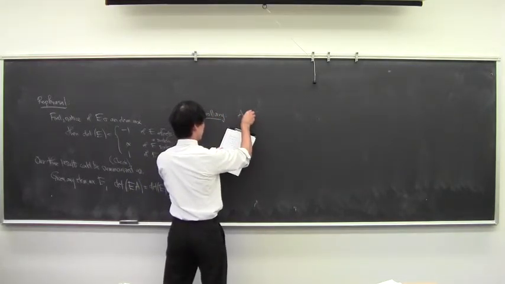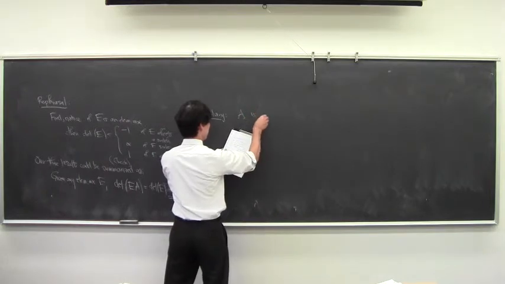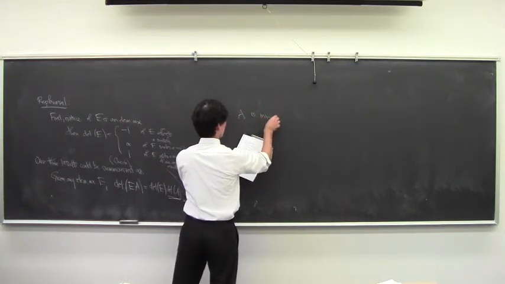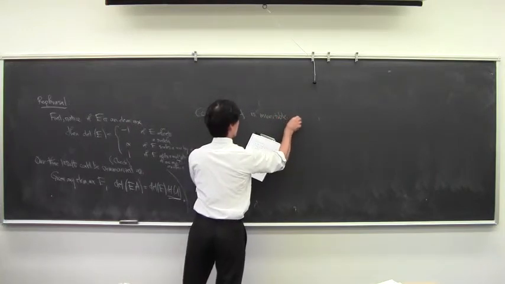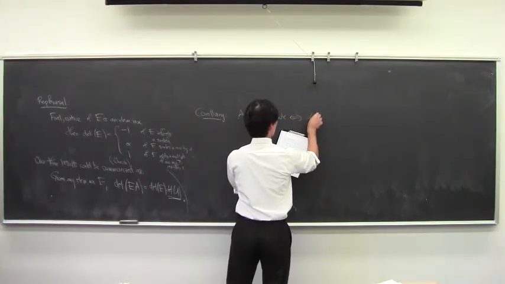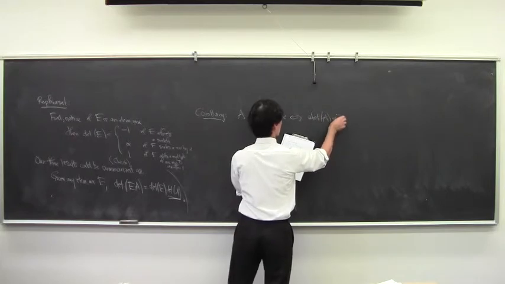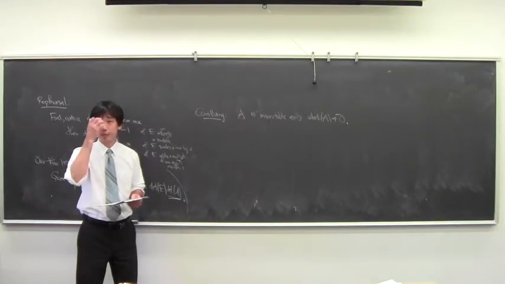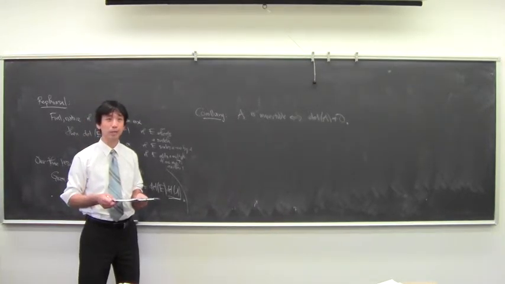A is invertible if and only if the determinant is non-zero. That is, the determinant gives you another way of telling whether a matrix is invertible or not.